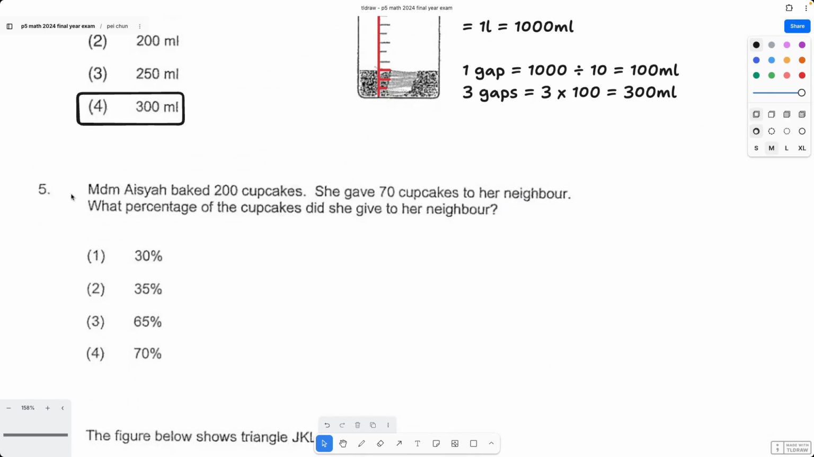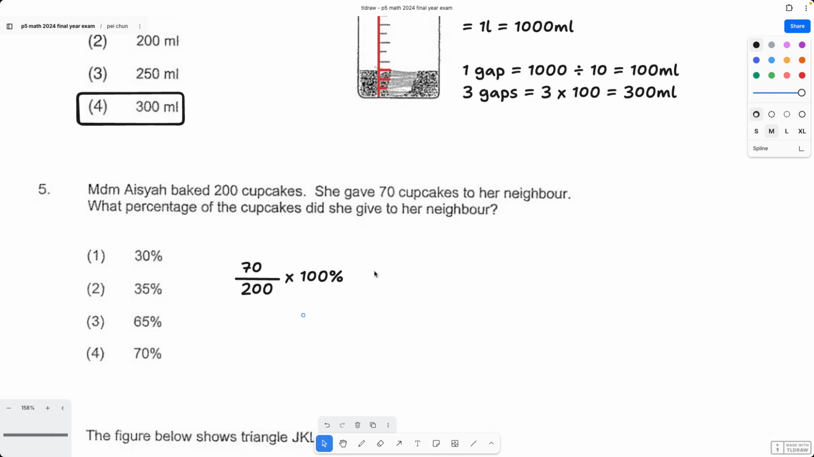Question number 5. Madam Aisha baked 200 cupcakes. She gave 70 cupcakes to her neighbor. What percentage of the cupcakes did she give to her neighbor? In this case, we can put 70 and then divide by 200, and then we multiply by 100%. We put the line as what you see over here.